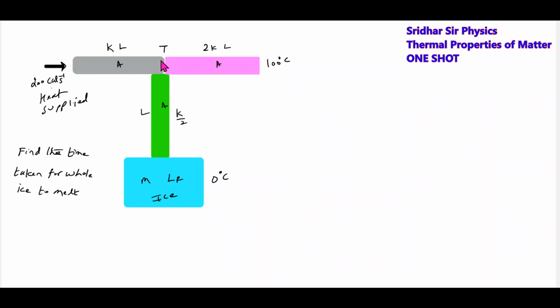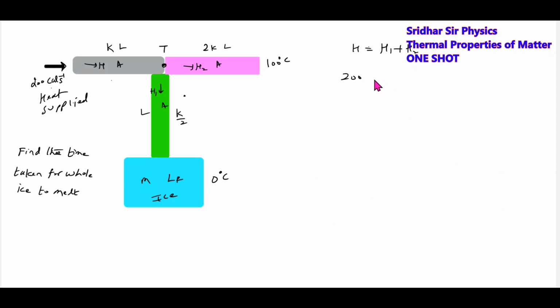Okay, let T be the temperature of the junction. Here the heat current H will come and branch here. What all heat is supplied, H will branch here as H1. The remaining heat will flow here. I'll show it in the rods itself. So the heat supplied here, H equal to H1 plus H2. What is H?